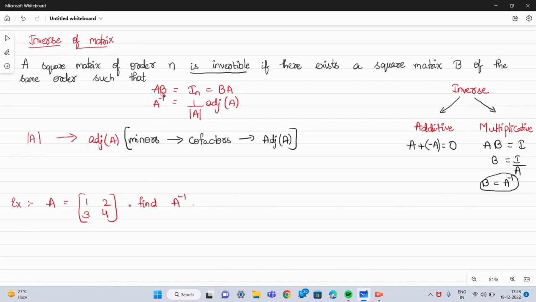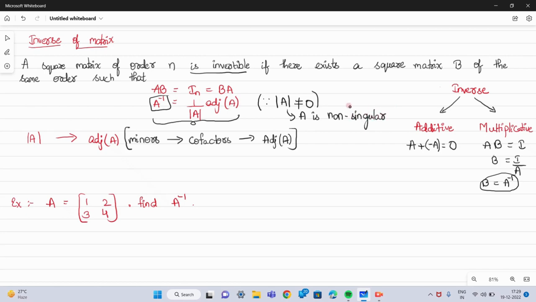So we also have the inverse denoted in this way, and we also have a formula to find A inverse. And one main important condition is the determinant of A. A inverse is 1 by determinant A into adjoint of A. Here the determinant of A should not be equal to 0, then only the inverse exists, which also means A is a non-singular matrix, right?